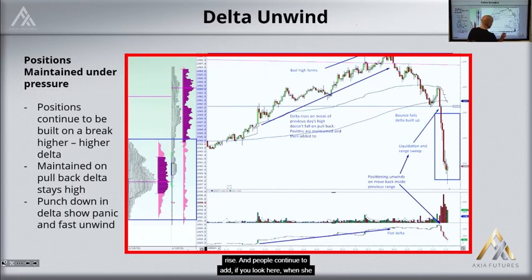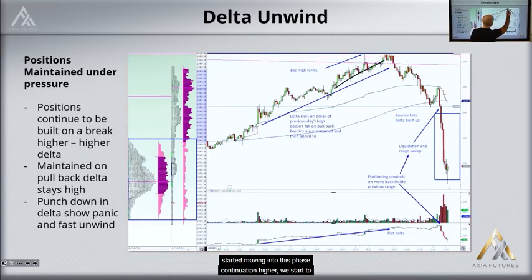If you look here, once you start moving into this phase, continuation higher, and we start to then pull back, delta doesn't fall. People don't start to exit the trade as the price moves lower. So yes, it flattens off, but people aren't getting out. People are maintaining their positions, and that's fine. Technically, that makes sense. As long as you're staying above the previous day's high, as long as you're staying above this level here, this is around about 46, just here, this little blue box, there's no real reason to get out of the trade. So you're okay.